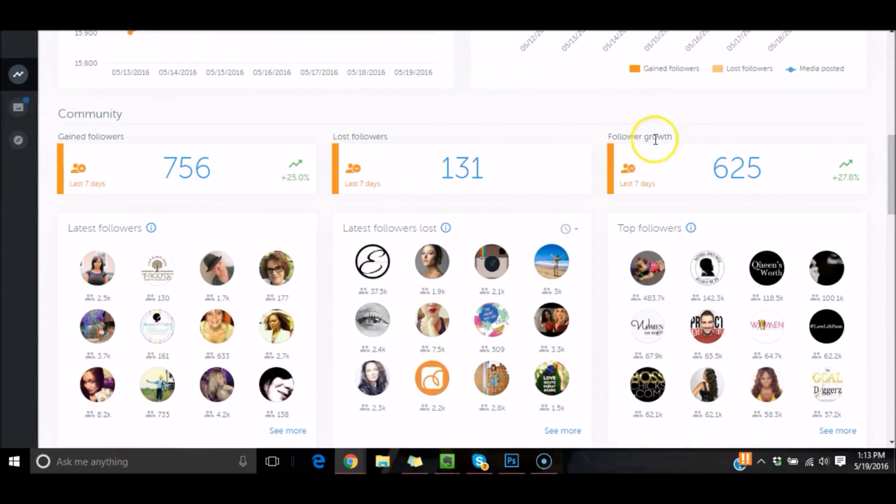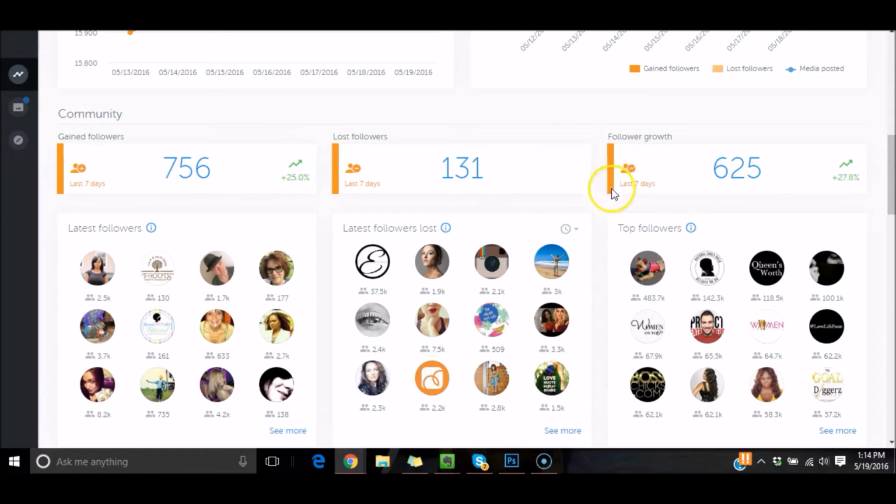And remember, we're under the overview page, okay? So it's just giving us our community. And in our community for the last 7 days, we've had a 25% increase. So we got 756 followers in the last 7 days, whereas for the previous 7 days, we got 605 new followers. Okay, so there was a 25% increase this week.